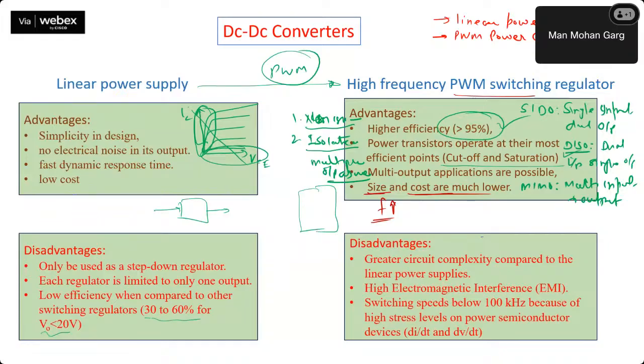But they also carry some disadvantages. The disadvantage is that the efficiency is still not near 100%. What is the reason? We have seen that when these converters work at high current levels, we have conduction losses and we have switching losses.